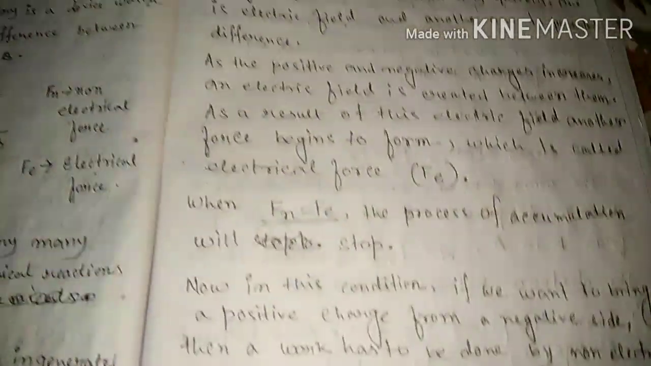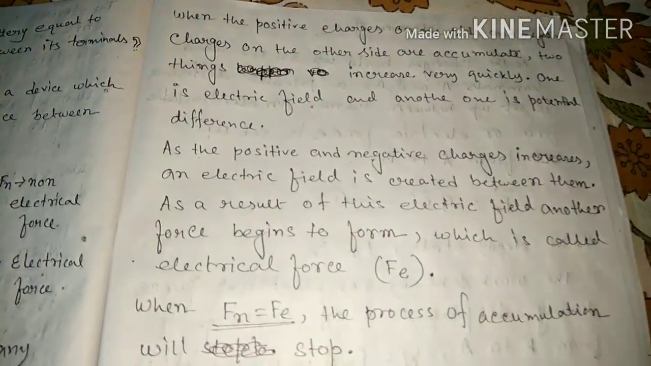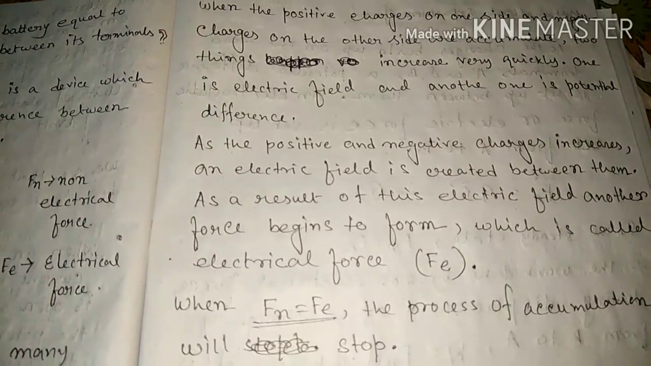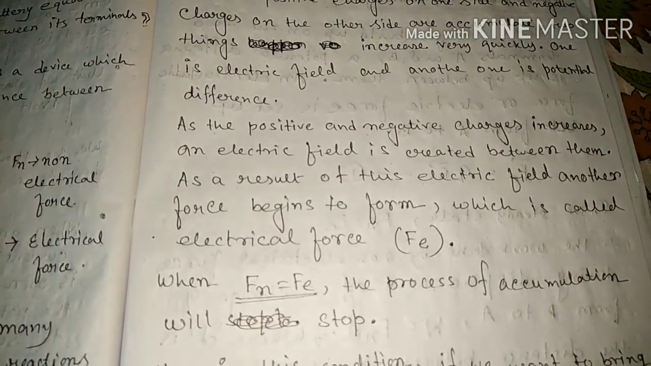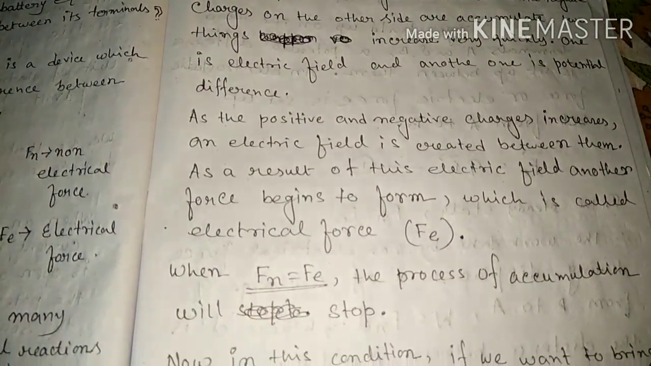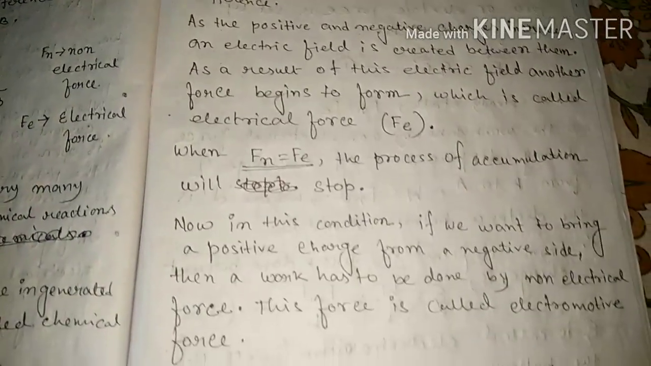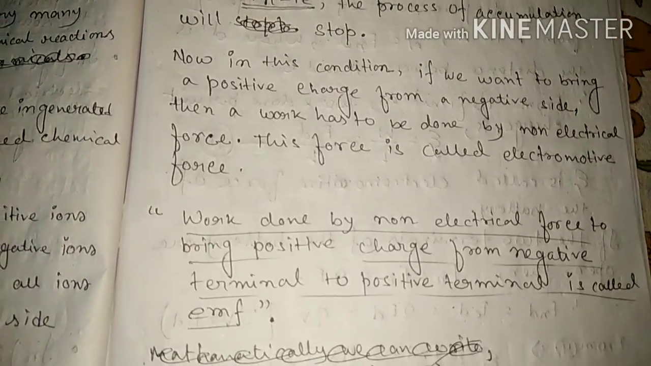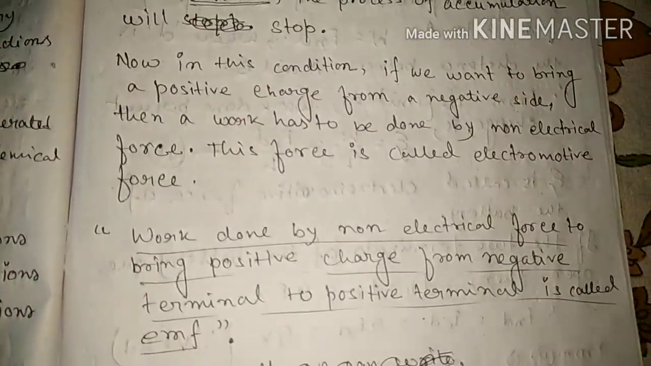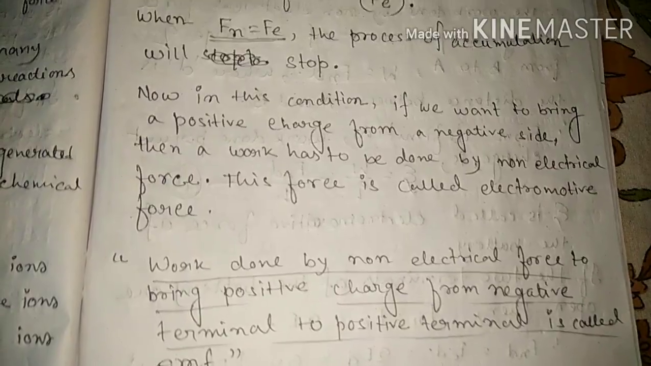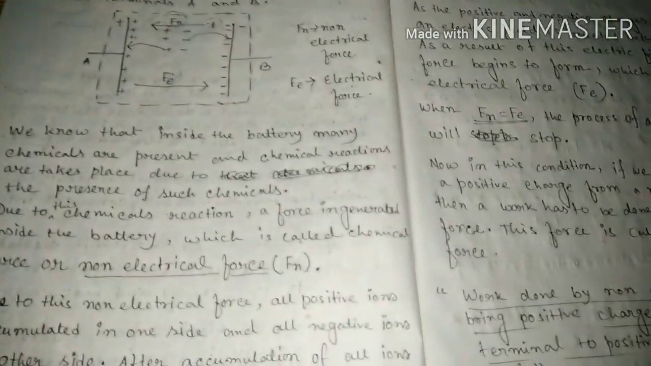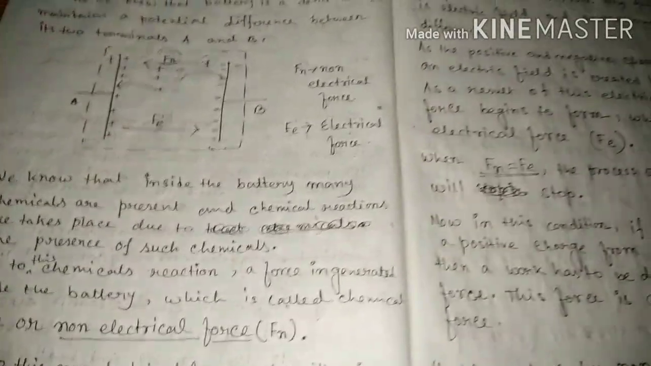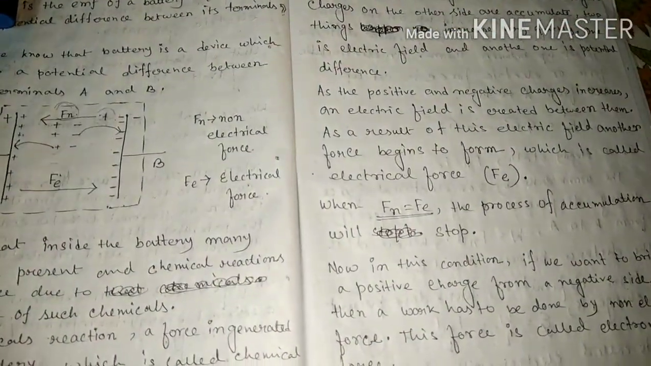That is called electromotive force or EMF. So, the work done by a non-electrical force to bring a positive charge from the negative terminal to the positive terminal of the battery is called EMF. Understand? This is the theory of how EMF is generated in a battery. This is a theory, but did you understand?